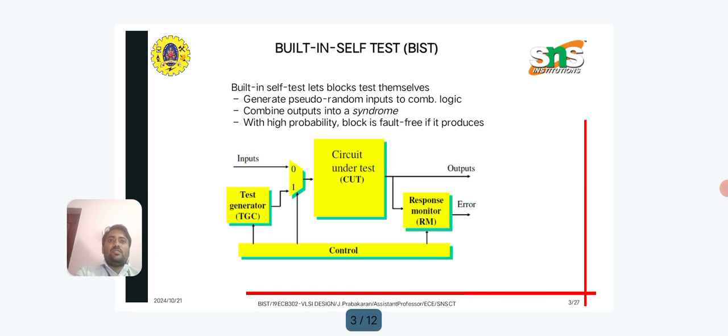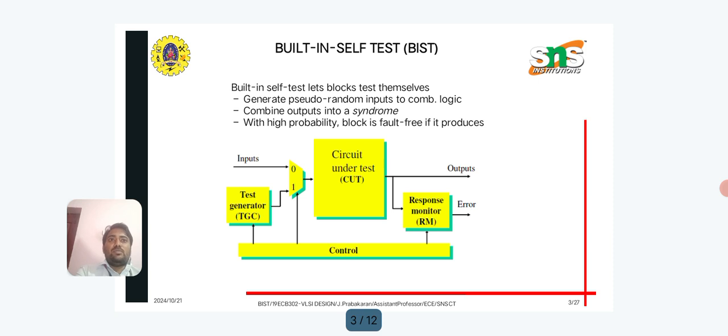This is the architecture of built-in self-test. It consists of several key components designed to enable a circuit or system to test itself. These components include the test pattern generator, circuit under test, response analyzer, and BIST controller. The architecture is embedded within the VLSI circuit, facilitating testing without requiring external equipment. Let me discuss one by one.